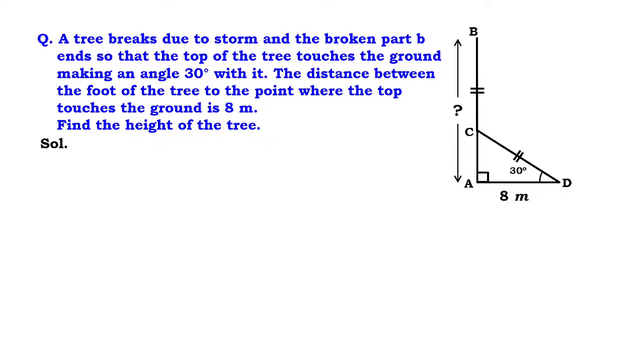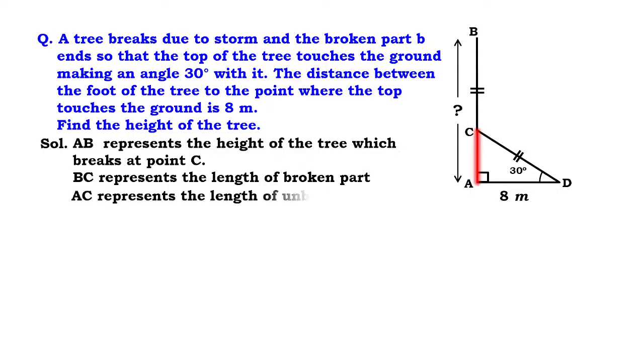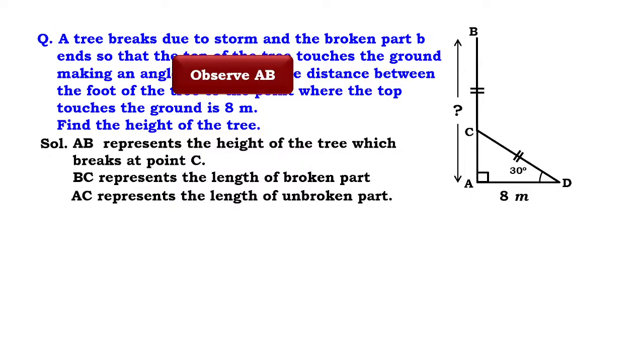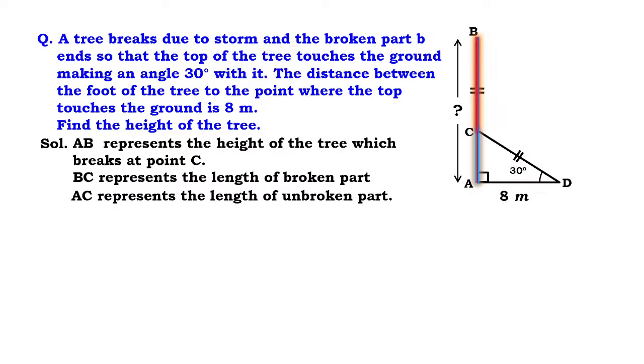So here we'll go a little slow. Imagine AB is the height of the tree, which breaks at point C. So BC represents the length of the broken part and AC represents the unbroken part. Observe AB now, everyone. Can I write AB as AC plus BC? Yes? Okay.